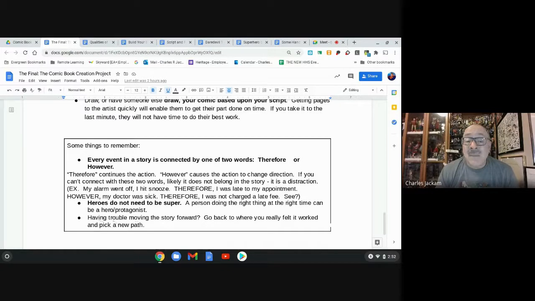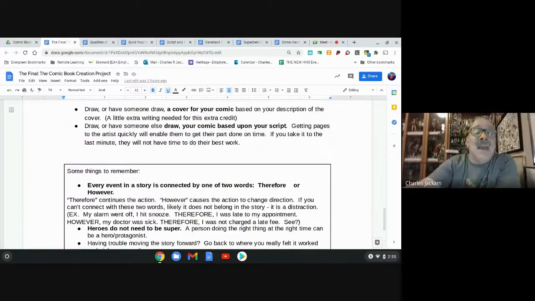Also, your heroes don't need to be super. A person doing the right thing at the right time can be a hero or certainly a protagonist of a story. And many comics don't have super heroic people in them. They just have people doing the right thing. Having trouble moving the story forward? Go back a little bit to where you felt the story really worked and then take it in a new direction. Because chances are it's not your plan, it's just the path you're on isn't working out the way you want it to. So go back and pick a new path. All right, so that is the final.